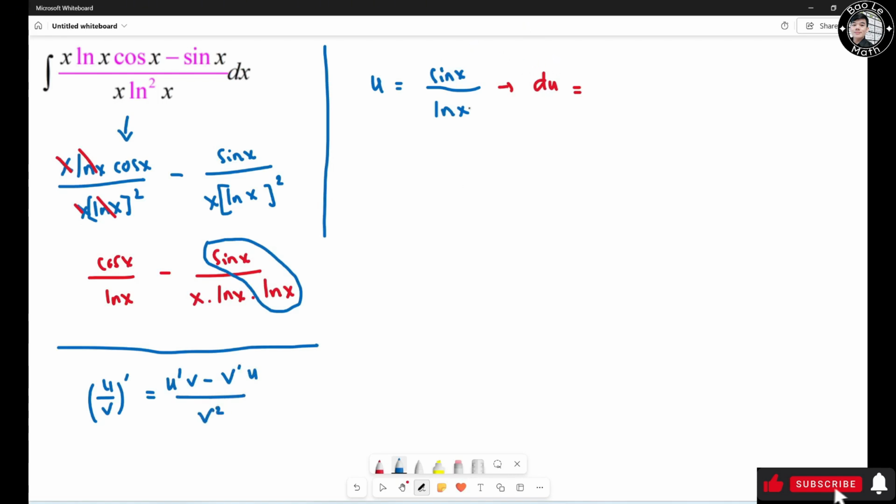So v in this situation is going to be this guy right here, and u is going to be this guy, right? So we have the derivative of sin s, which is cosine s, times natural log of s, minus the derivative of natural log of s, which is 1 over s, times sin s, right? Over natural log of s altogether squared, right?